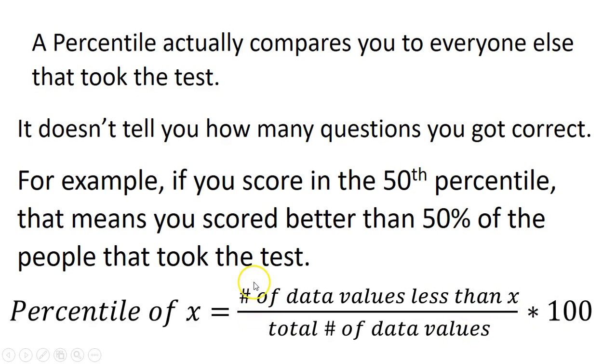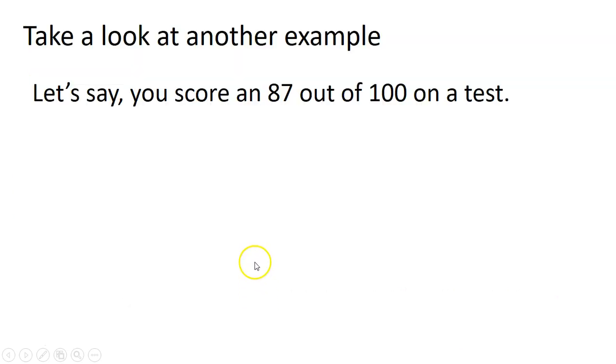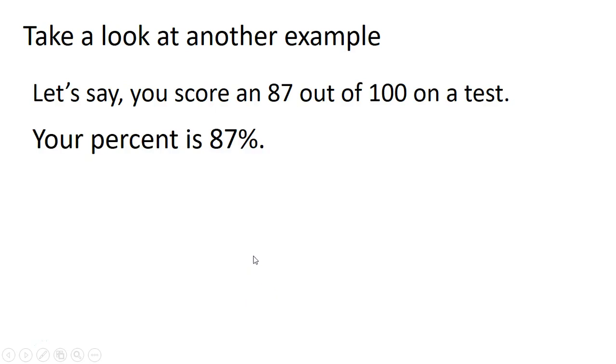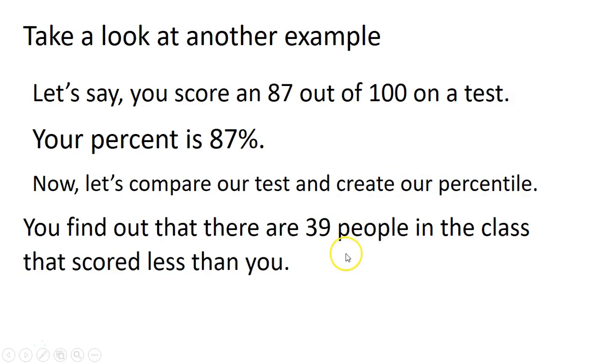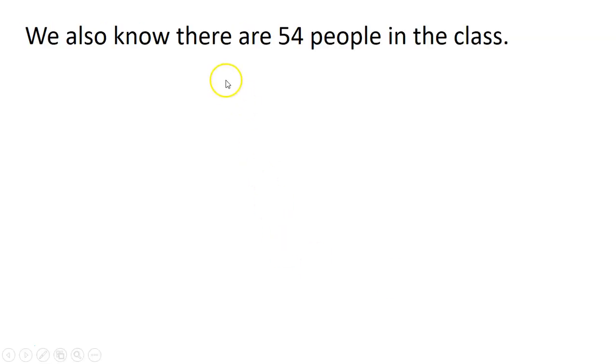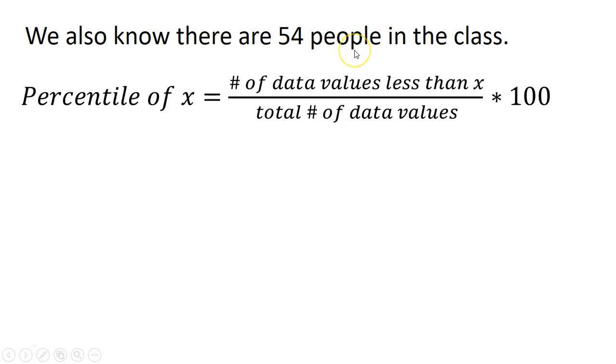It's kind of how you do grades in general. So take a look at an example. Let's say you score an 87 out of 100 on a test. You have an 87%. That's pretty self-explanatory. Now let's compare our test and create our percentile. You find out that 39 people in the class scored less than you. We also know that there are 54 people in the class.